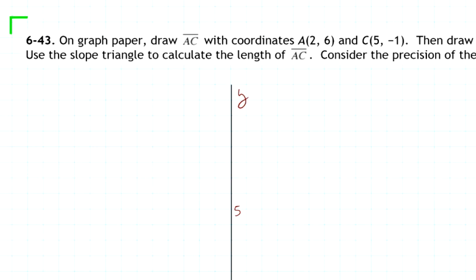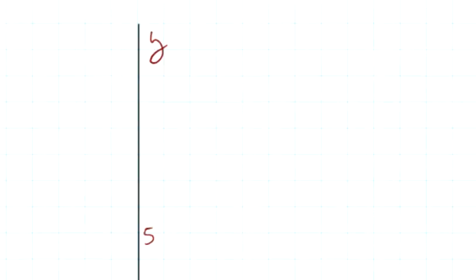On graph paper, please draw a segment AC, and it has coordinates at 2, 6, that's where A is, and C is at 5, 1. So I'm going to start by sketching A, which is at over 2 and up 6 units. So here's 2 and then 6. So this should be the point A, which has coordinates of 2, 6.